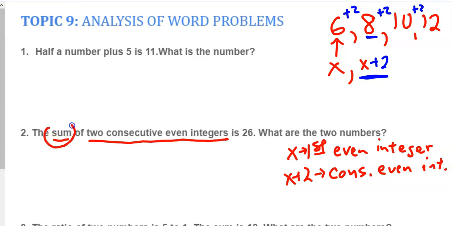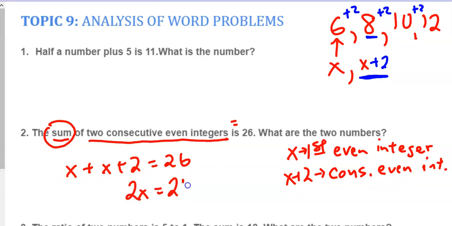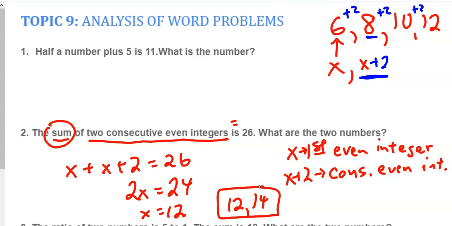Now we look at our keywords here. Sum means let's add those two things up. So I'm going to add the first one and the second one, because it's a sum. The sum equals 26. What are the two numbers? So now we can solve. I'll add together the x's and get 2x. Subtract over the 2. Get 24. Divide. So our first number is 12. And then we have to add 2 to that. Or again, think about it: what's the next consecutive even integer? That would be 14.